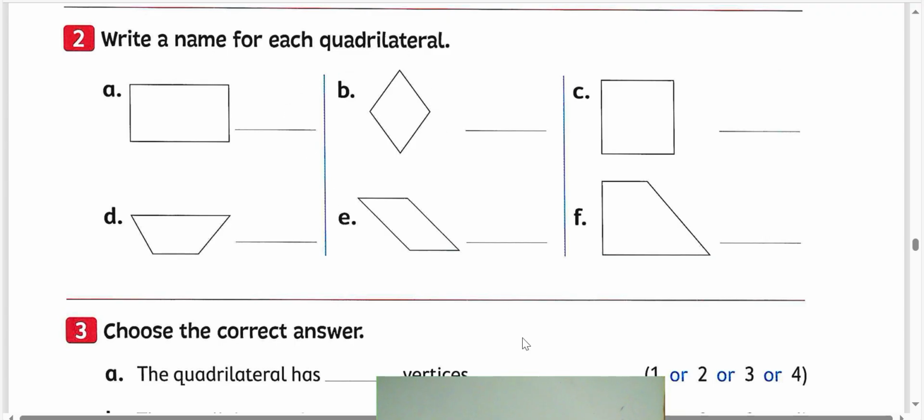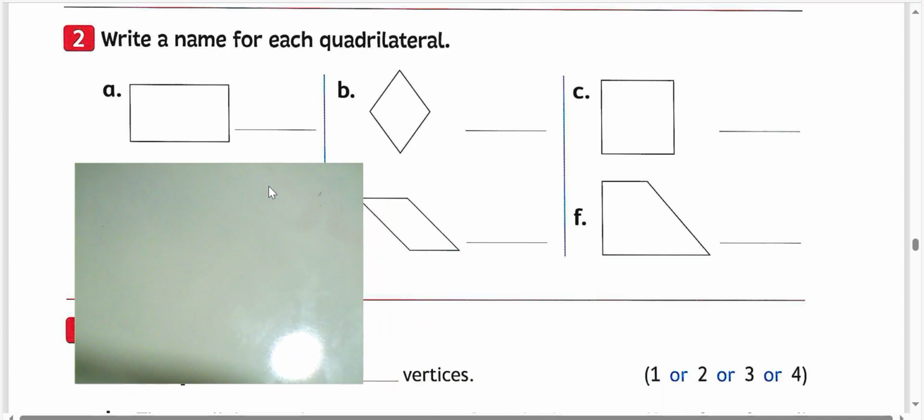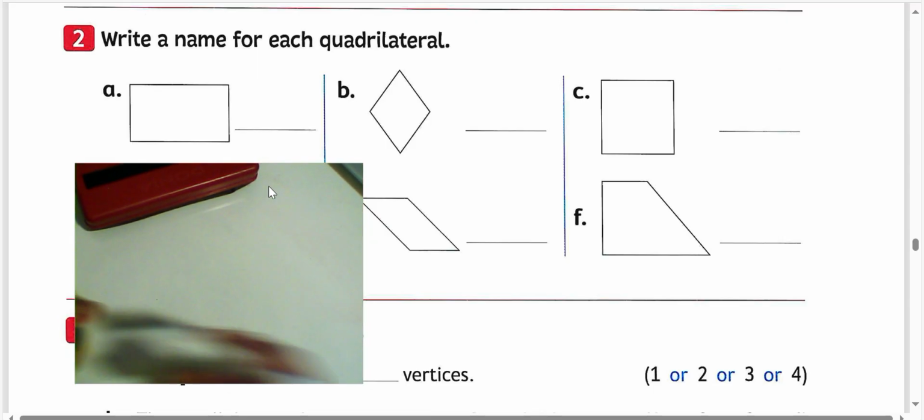Write the name of each quadrilateral. First, we call it a rectangle. First here, what do we call it? Rectangle.